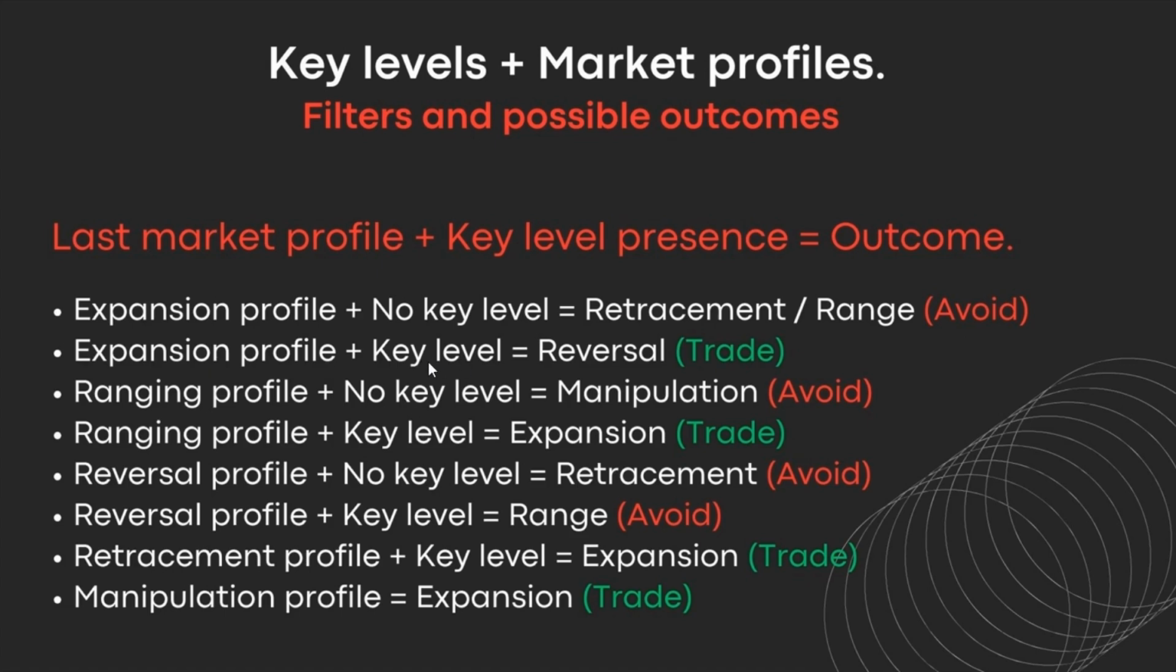Similarly, if the expansion profile ends inside a key level and a key level is present there, then we're going to expect a reversal profile there. And as I said before, we're going to trade that because it's a reversal profile. We've got other combinations below as well that can potentially refine your understanding even further, right? These aren't the only combinations. We've got others too, but these are the most important ones, and you must note them down and remember them to improve your understanding.